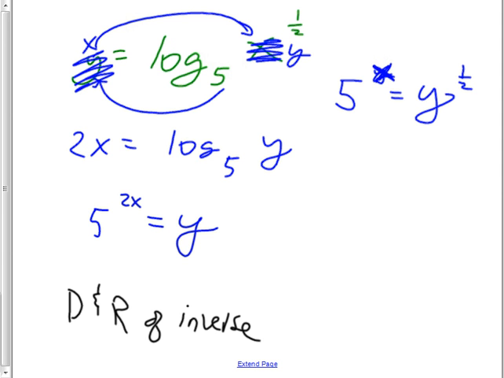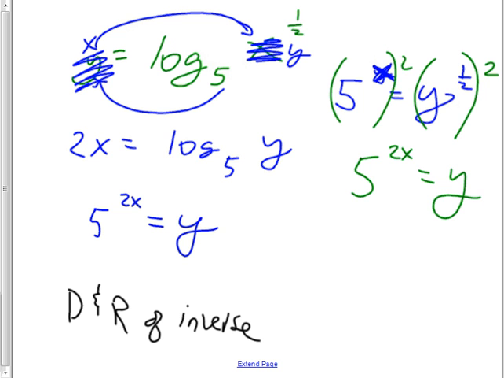Now you can fix it by squaring both sides. And this is a perfectly good way to do it, too. But either way, 5 to the 2x equals y. You might say, how did that become 2x? Squaring it like this, see? All right, 5 to the 2x is your answer. Raise your hand if you had that one right.